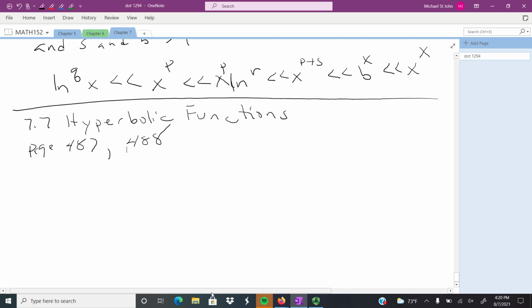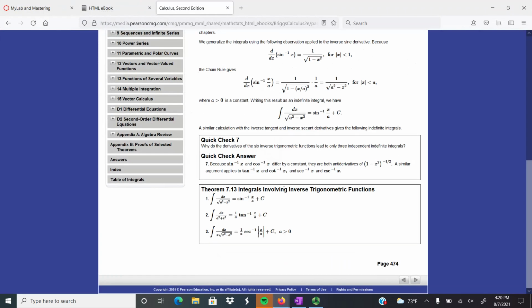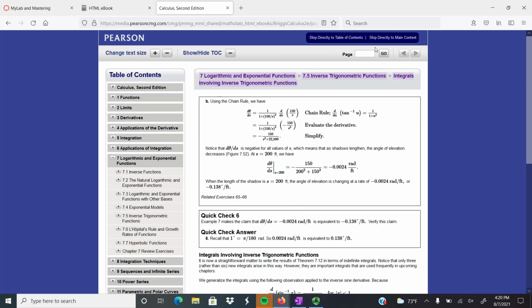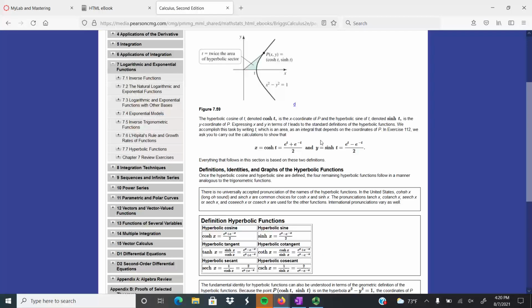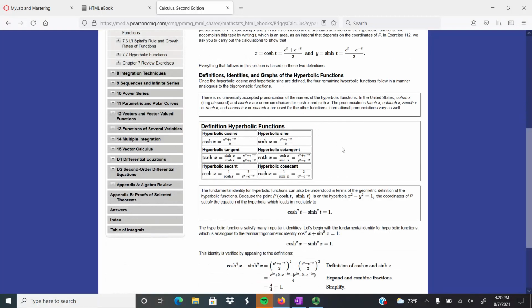Alright, so on page 487. So here's my definition of my hyperbolic functions. So hyperbolic cosine is e to the x plus e to the minus x over 2. Hyperbolic sine, e to the x minus e to the minus x over 2. And then you have the other hyperbolic functions there, written out. And they're all eventually rewritten in terms of e to the x. Right? So those are my hyperbolic functions.